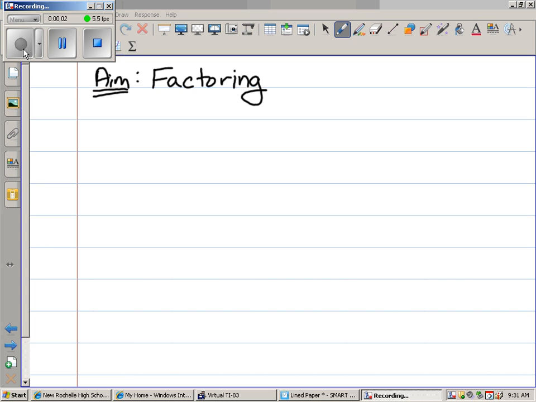All right, here we go. We talked about multiplying polynomials. Everybody knew how to do that. So now we're going to talk about factoring. And factoring really hard stuff.